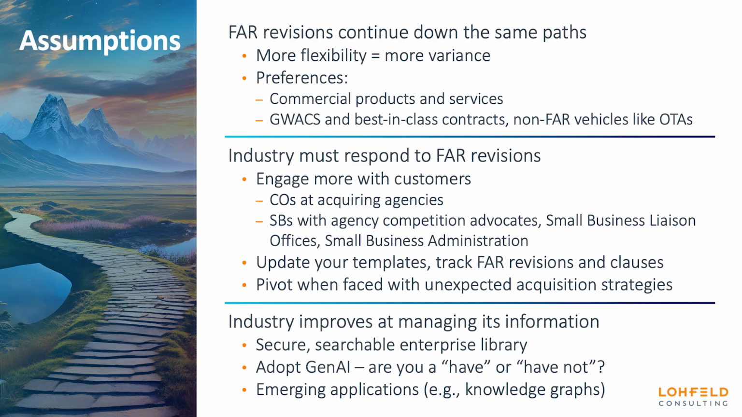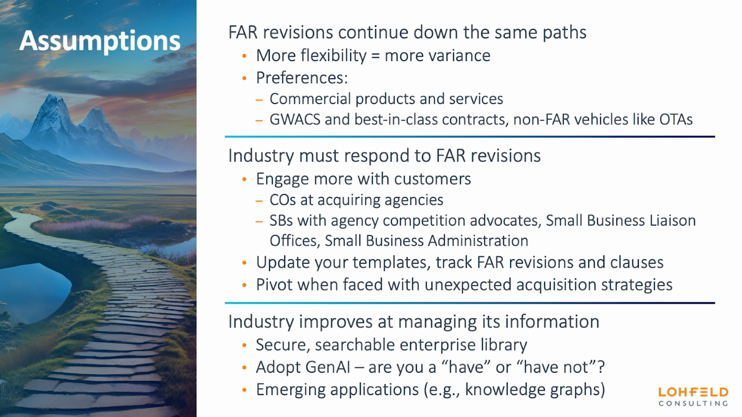Now, having said that, giving contracting officers more flexibility is a good thing, but it is, by all means, a two-sided coin because the more flexibility they have, the more variance you're going to see between customer agencies. You need to be prepared to deal with that. And so having a capability like generative AI will enable you to respond more quickly when you see things that maybe traditionally have not been the standard as they emerge out of those acquiring agencies.